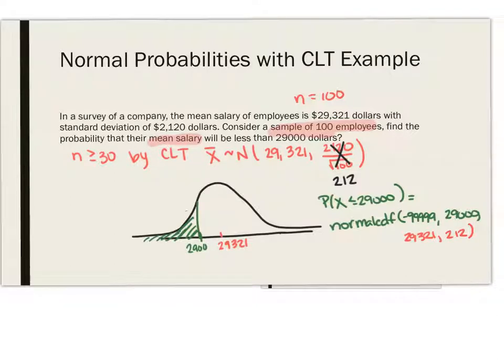In a calculator, we do that. So let's do that. Second vars is normal CDF. 29,000, 29,321, and 212. When I do that, I get a value of 0.065. So there's a 6.5% chance we're going to get a value. If we look at 100 employees and find their sample mean, there's a 6.5% chance we're going to get a value of $29,000 for that mean or less.